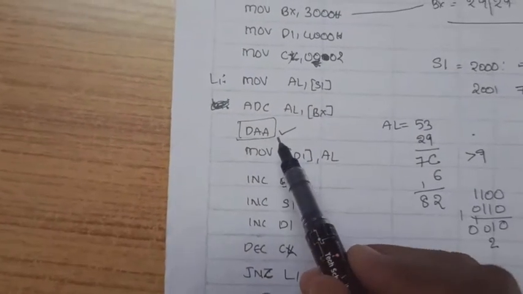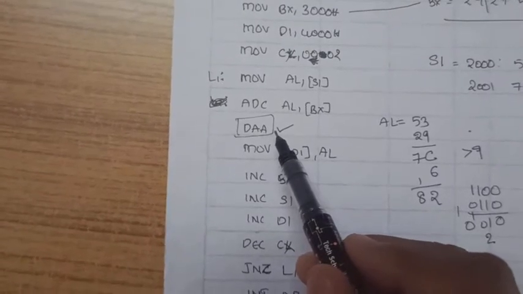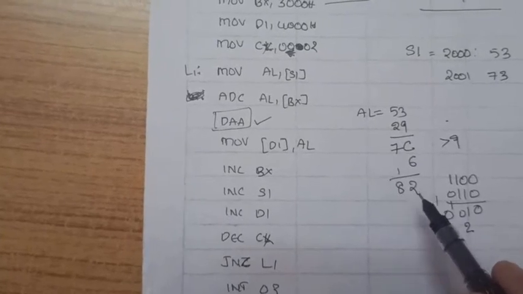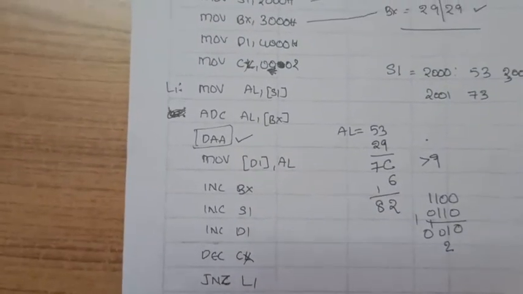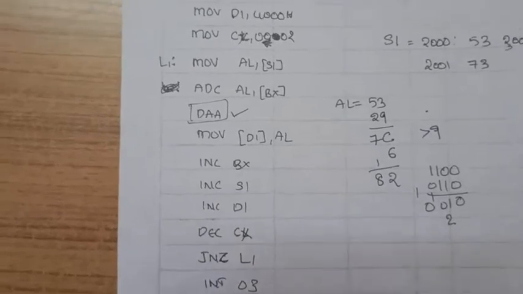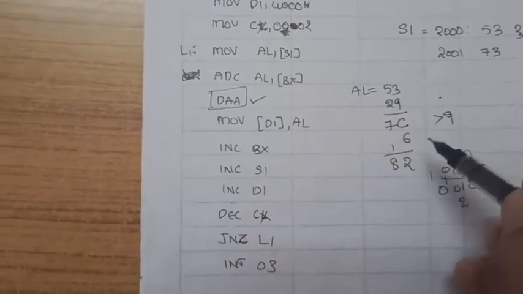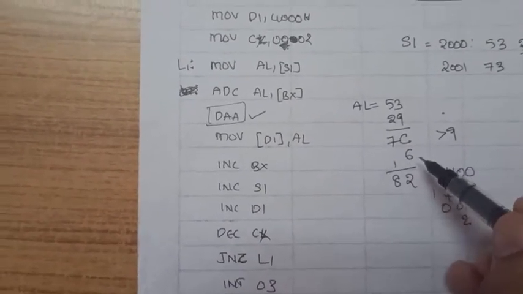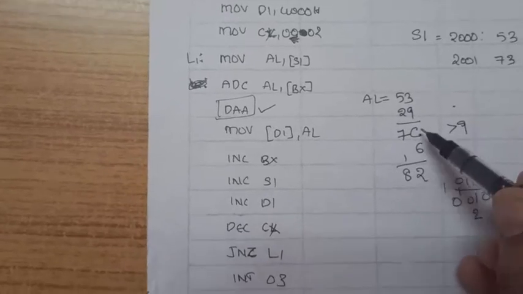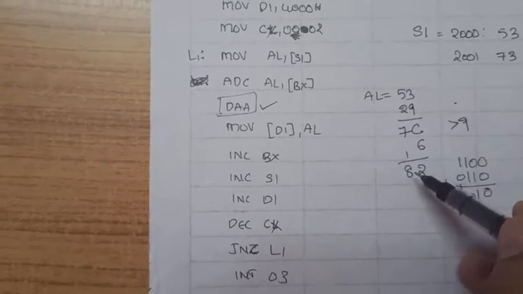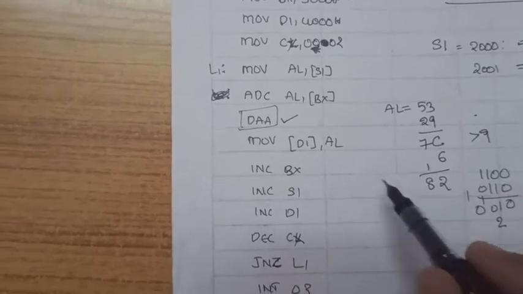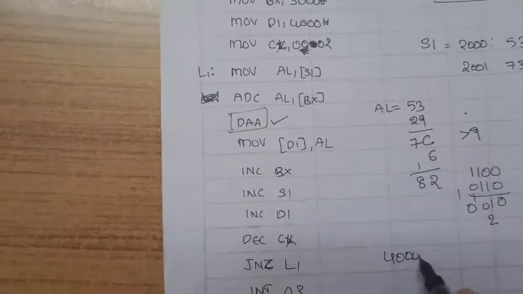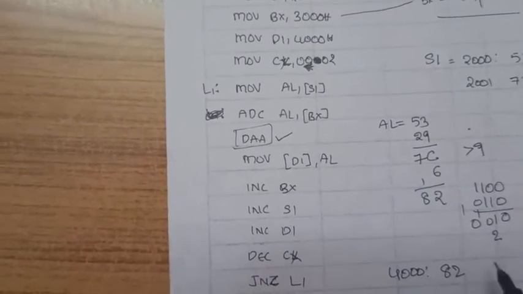So this DAA works byte-wise, and it is used to adjust the data such that every digit in this output should be in the BCD range, within 0 to 9. How it does this is by adding 6. Whichever nibble exceeds the BCD range, it adds 6 to it. And after checking that these two digits are in the BCD range, this data will be moved to DI. So MOV [DI], AL. What is DI? DI is the 4000 memory location. Now 82 will be moved there.